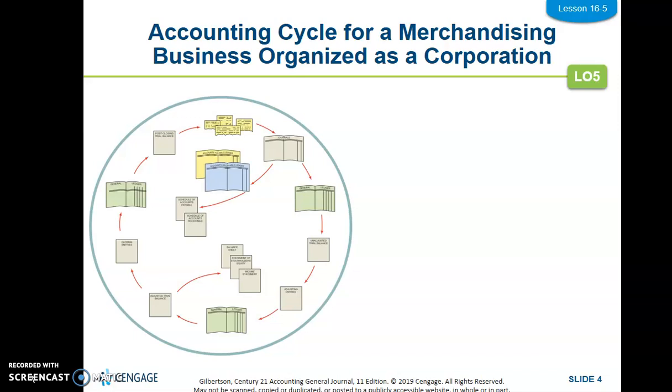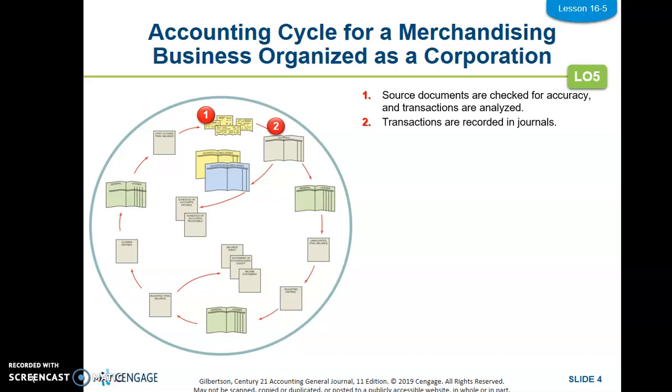From the time a transaction happens, there's always going to be a source document: a check that was written, an invoice that was sent, a debit memorandum, a receipt. This is where it all starts. Once those source documents are there, the transactions need to be recorded in the journals, either the general journal or one of the 4 special journals: sales, purchases, cash receipts, and cash payments.